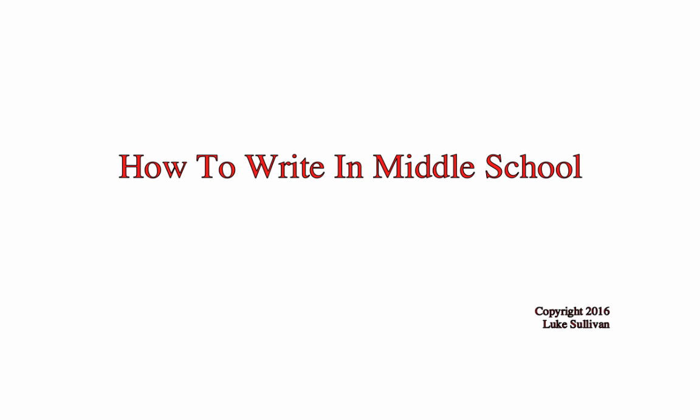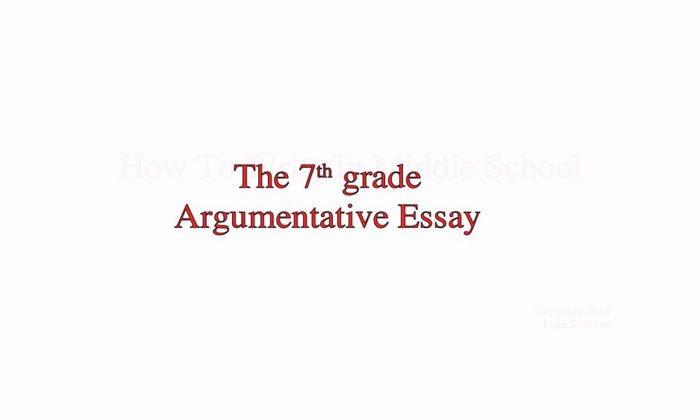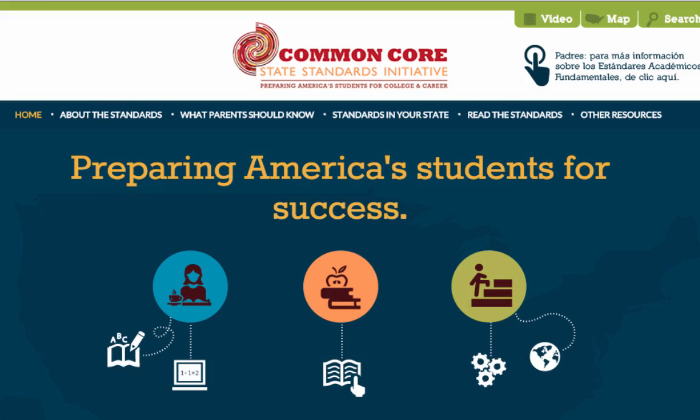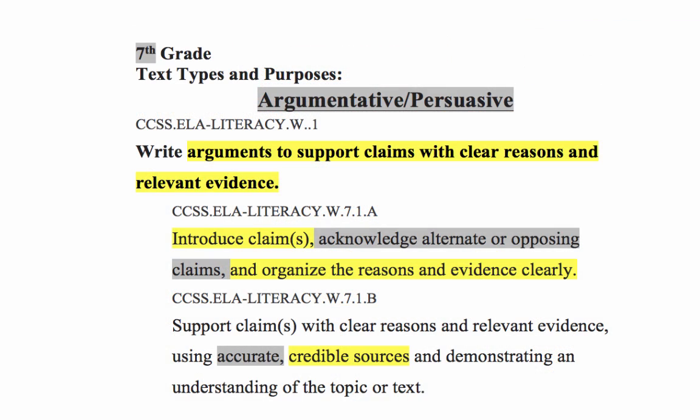How to write in middle school. The 7th grade argumentative essay. Background. The Common Core's standards require that 7th grade students use an argumentative persuasive writing structure. An argument has two sides or opposing claims. The 7th grade writer must now acknowledge alternate or opposing claims.